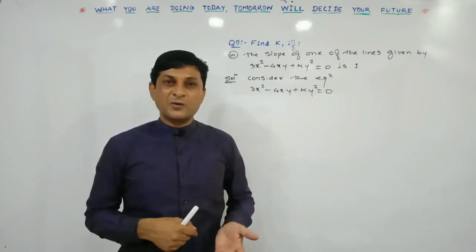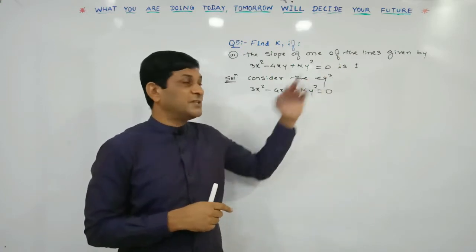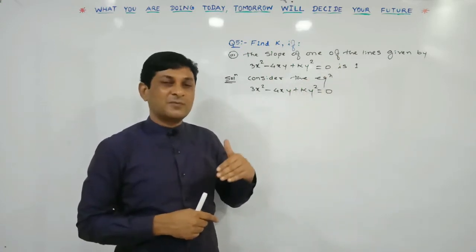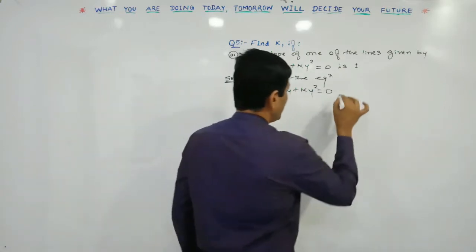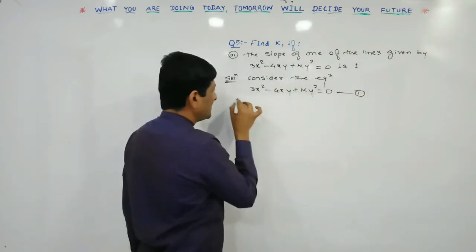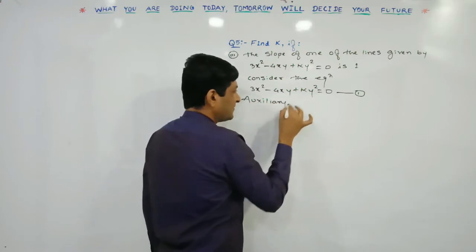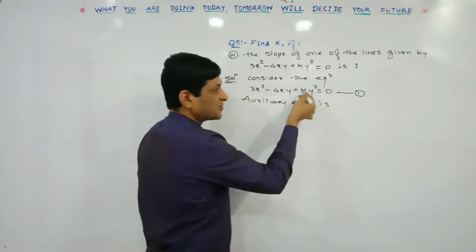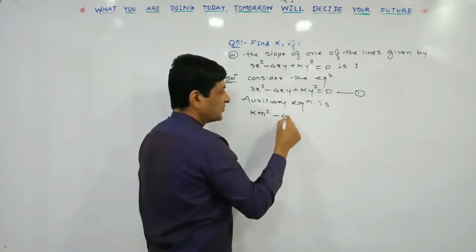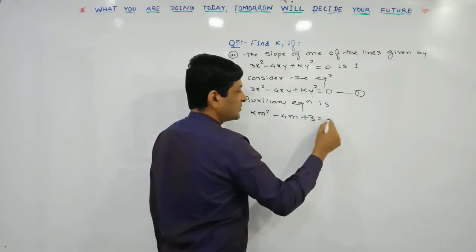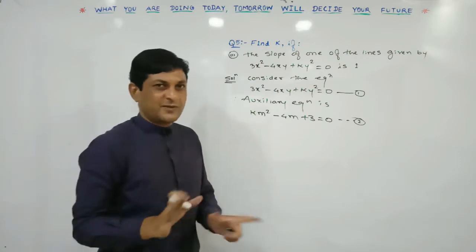Why convert it into auxiliary form? Because the auxiliary equation is in terms of slope m, and here the slope is given to us. So using the auxiliary equation, easily we are able to find the value of k. Let us denote this equation by equation number first, and its auxiliary equation is k m square minus 4m plus 3 is equal to 0. Hope the idea about how to find the auxiliary equation is now very clear to you.